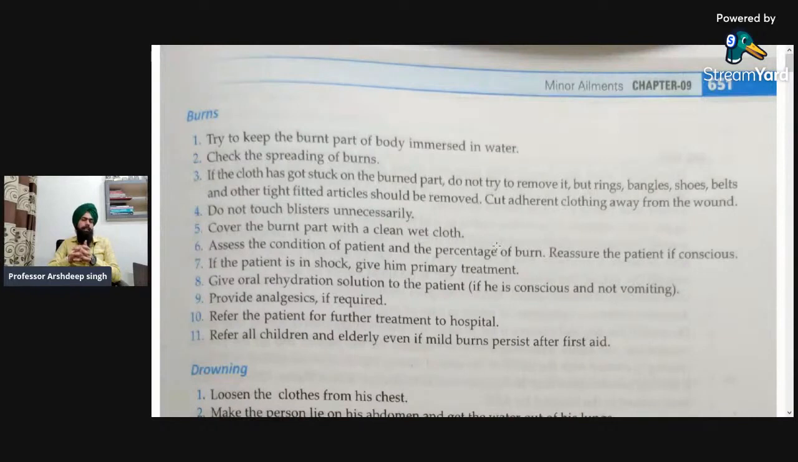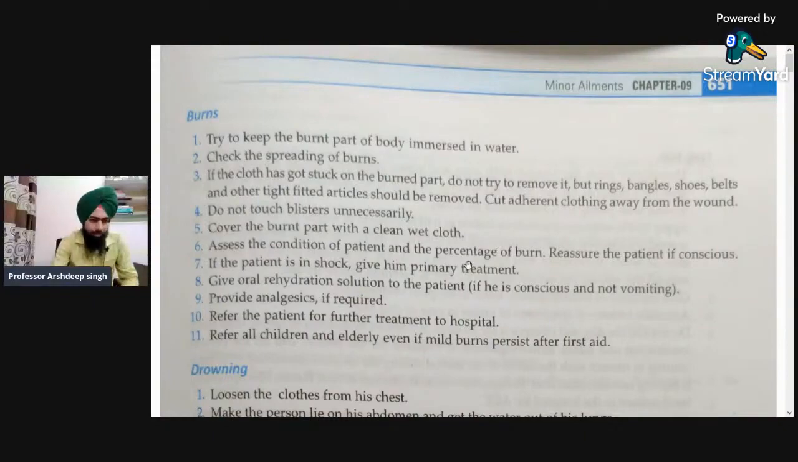Next, provide analgesics as these would relieve the pain, and refer the patient to the hospital for further treatment. Refer all children and the elderly if mild burns persist after first aid. If we are managing the burn by providing first aid but it is not getting controlled, then immediately refer the children and elderly persons, because the condition may be moderate or severe. So immediately refer them to the hospital. That was about the minor ailment of burns.